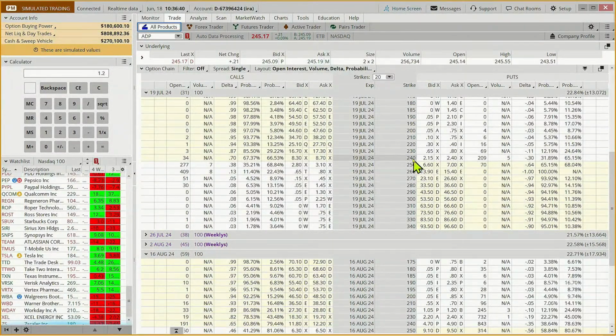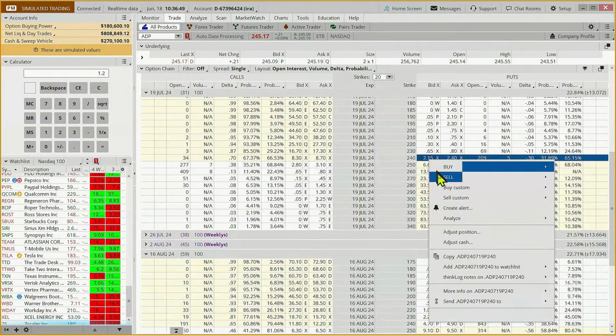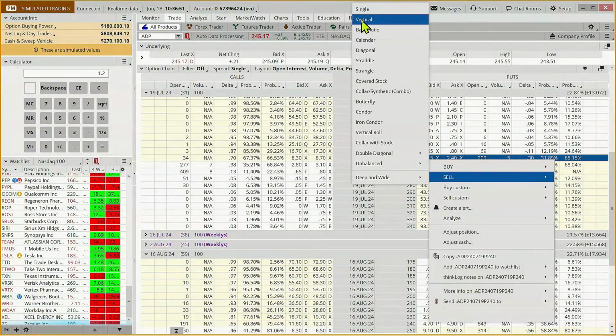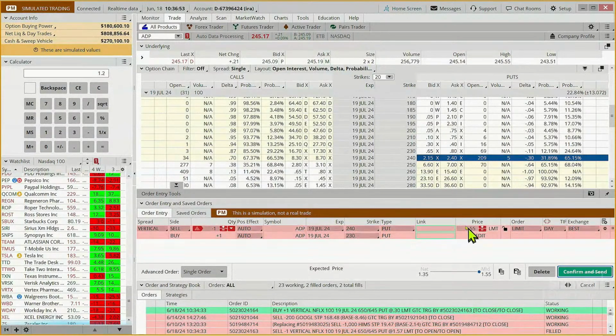So here, the 240, you've got only $10 wide spreads. So we could look at that and say, okay, we're okay with that. Sell a vertical. I'm getting $1.55 on this, but that's on $10. So I'm getting $1.55, and we're dividing that by 8.45.